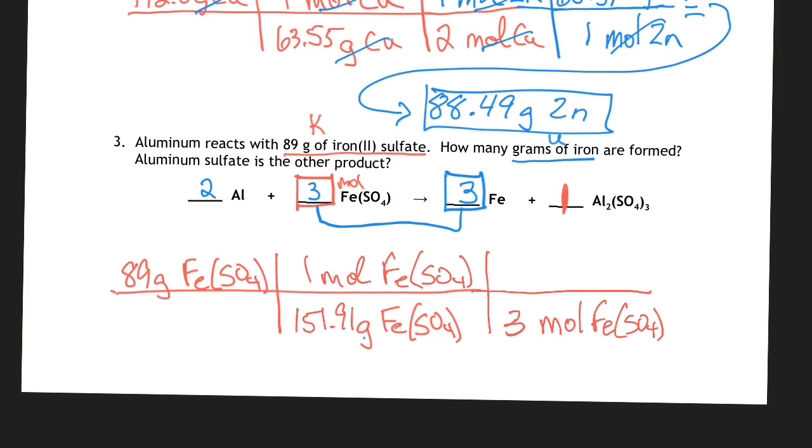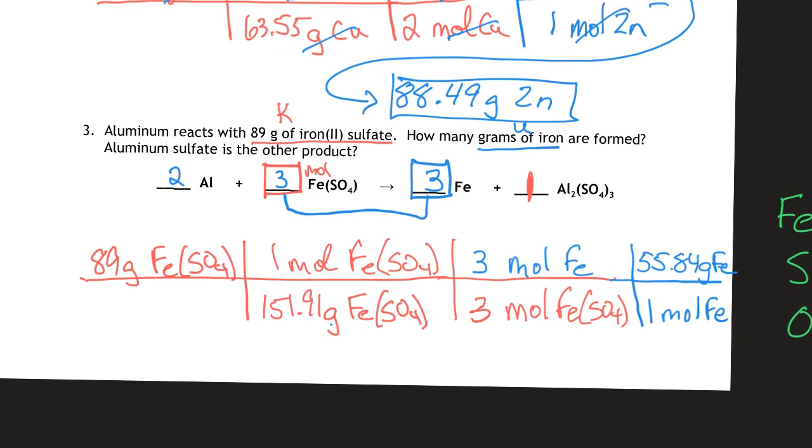Now I'm going to switch colors because I'm going to cross over to my unknown side per 3 moles of iron, Fe. And I have to have grams of iron. So 1 mole of iron, look on the periodic table, is going to be 55.84 grams of Fe. So now I've got what I need.